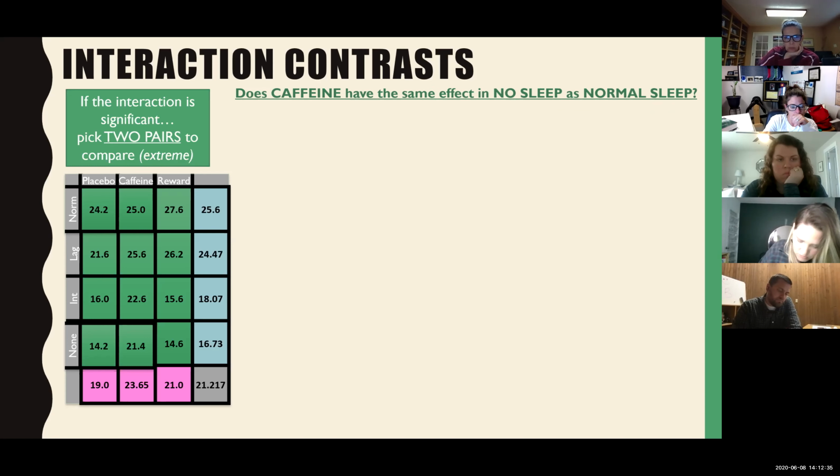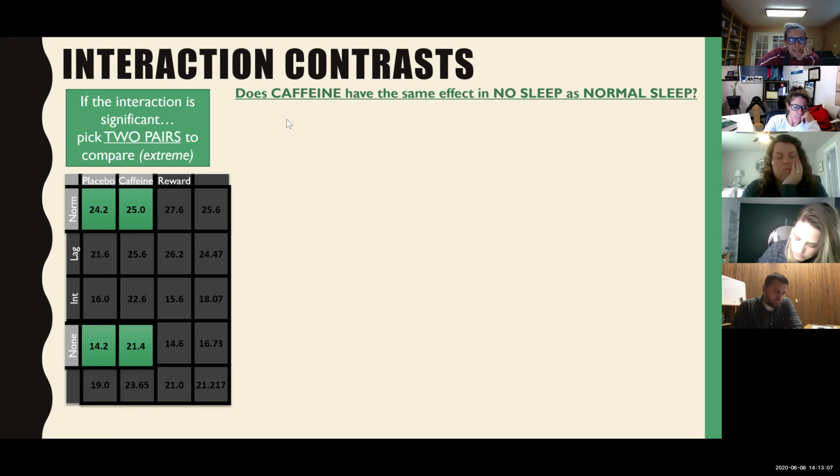So here's a research question. Does caffeine have the same effect in the no sleep whatsoever and the normal sleep? I think we'll all agree that the most extreme sleep situations are none and normal. So we're going to choose those. And I really want to zero in on caffeine's effect. So I'm going to look at caffeine, and I'm going to compare caffeine to the placebo. For right now, I'm going to hold off on that electric shock because I just don't want to go there.